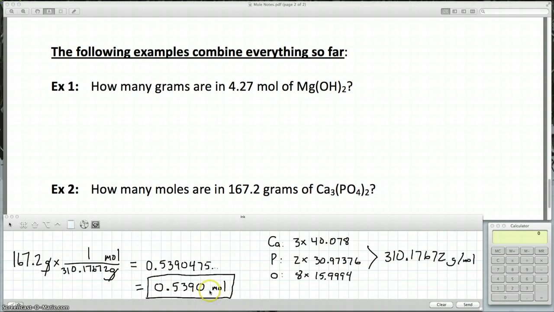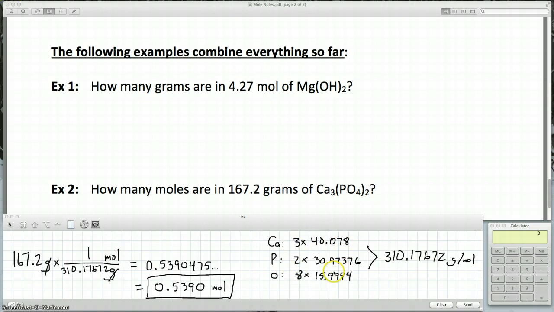0.5390 moles. So the first thing I did, 167.2 grams times blank line. Grams goes on the bottom, moles goes on top. 1 mole. And the 310 number I got over here. Now the tricky thing about this question is there's 3 calciums. The 2 on the outside of the parentheses multiplies everything in the parentheses. So 2 phosphoruses. 2 times 4 is 8 oxygens. The 2 is only for the phosphorus and oxygen. The 2 doesn't change the calciums at all. So you got 3 calciums, 2 phosphoruses, 8 oxygens.